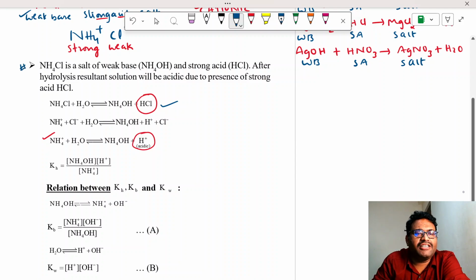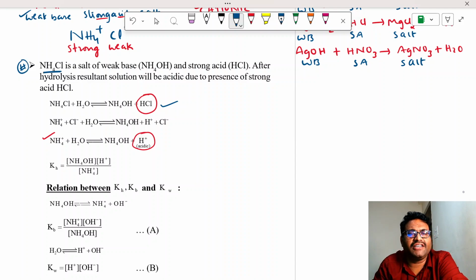We are taking an example. What is that example? NH4Cl salt is taken as an example. It is a salt of weak base NH4OH and a strong acid HCl. Already we have discussed. After hydrolysis, the resulting solution will be acidic due to presence of strong acid HCl.